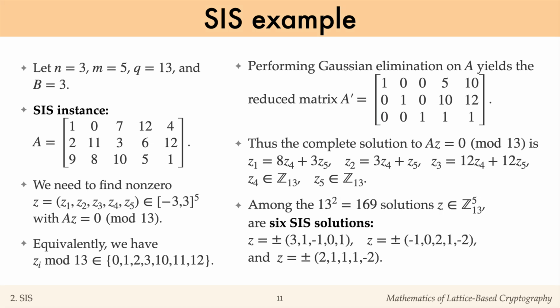This gives a total of 169 solutions Z. Of these, exactly 6 are SIS solutions. In other words, non-zero vectors whose integer components are between minus 3 and 3. Observe that the 6 SIS solutions come in pairs.